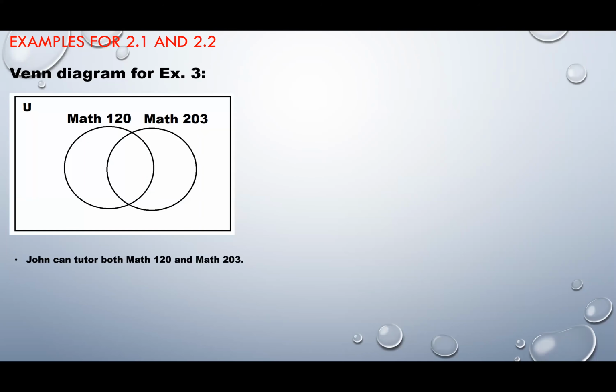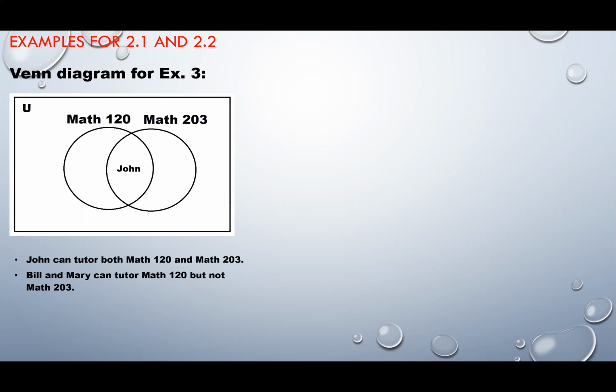So the first thing they tell us is John can tutor both Math 120 and Math 203. Do you agree that John will be here? He is in the 120 circle and he is in the 203 circle, meaning he can do both. He is the intersection of the two courses. He can tutor both courses. So that's the intersection, that's the and, that's the both.